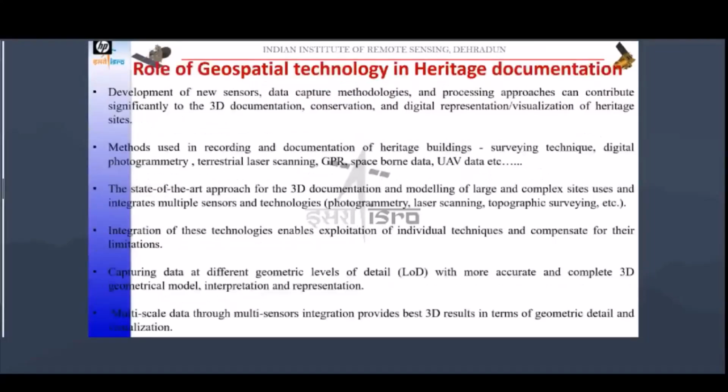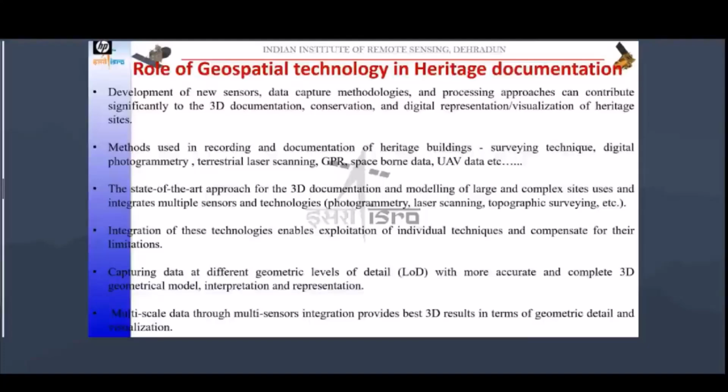So, geospatial techniques and methods play a very important role in this documentation of heritage structures and archaeological monuments. Development of new sensors, data capturing technologies and methods, processing approaches, all of these together contribute very significantly to the 3D documentation, conservation, and digital representation or visualization of these structures and sites.